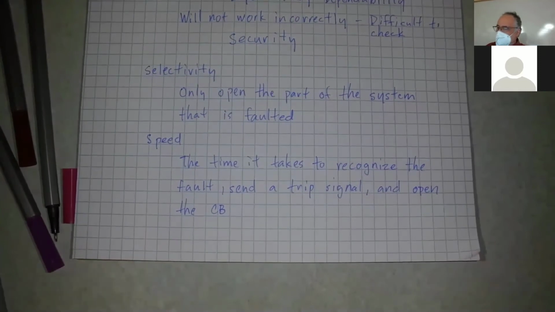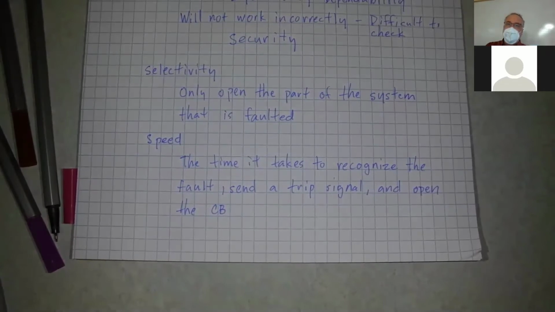Okay, so speed is the time that it takes for you to recognize that there's a problem, send that trip signal, and open the breaker. So they would have to recognize it and send it all the way back to the relay. You have to be able to recognize it, okay, I'm supposed to operate, send the signal to the circuit breaker, and have the circuit breaker open.